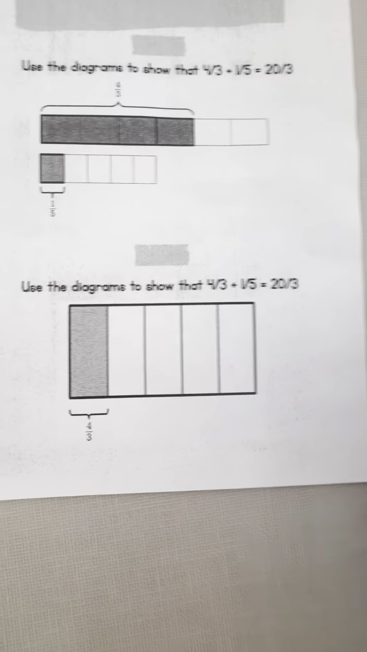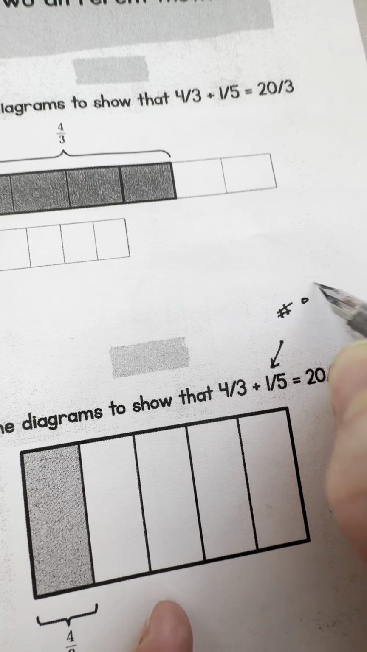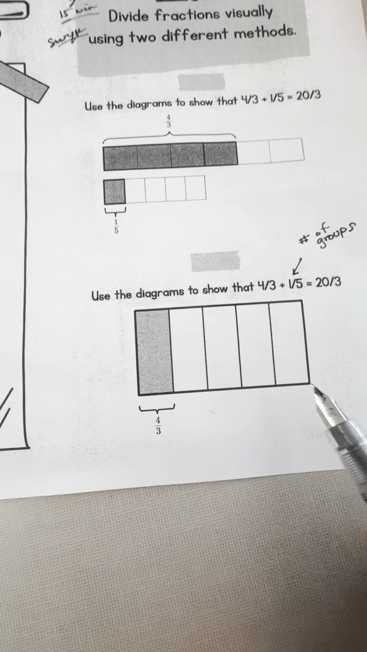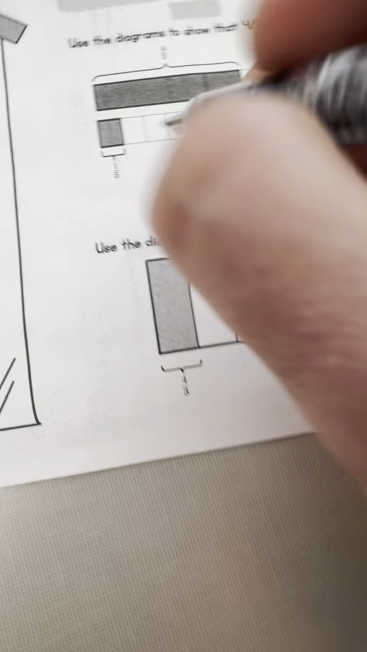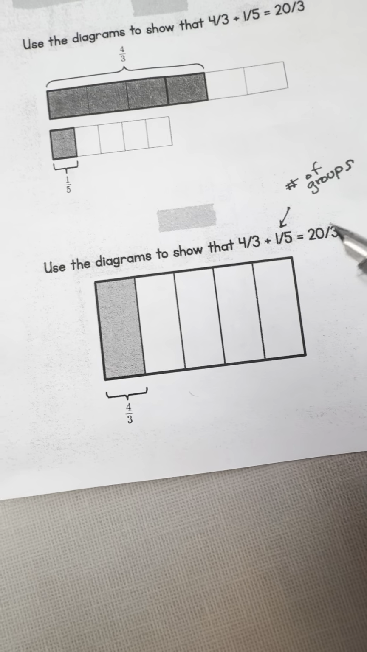In division, one way to think of it is that you can think of the divisor, which is this second number, as the number of groups you have. So in this case, we have 1/5 of a group. That means we can draw one whole rectangle, break it up into 5 pieces, and shade in one of them. That 1/5 in this diagram is equal to 4/3 of something, whatever it is. They didn't really give us any information.